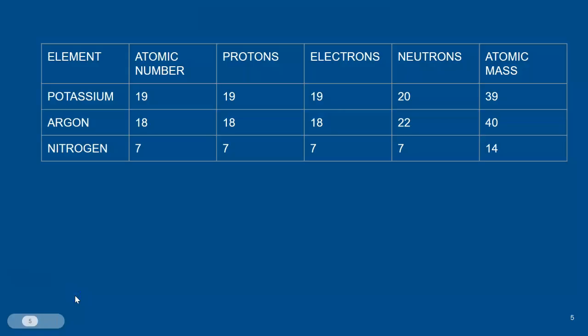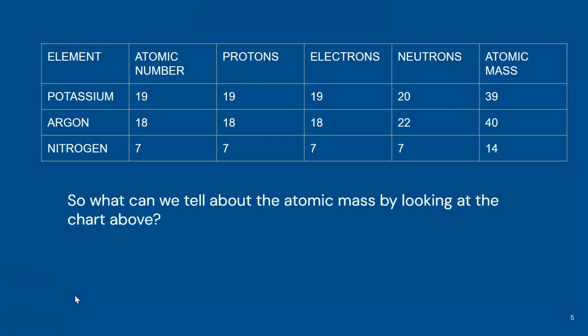All right, so looking at this, I have to click on here. What can we tell about the atomic mass by looking at the chart? It's something we probably already know from previous discussion, even in this video. If I look at my atomic mass here, it is 39. What in here is giving me 39?